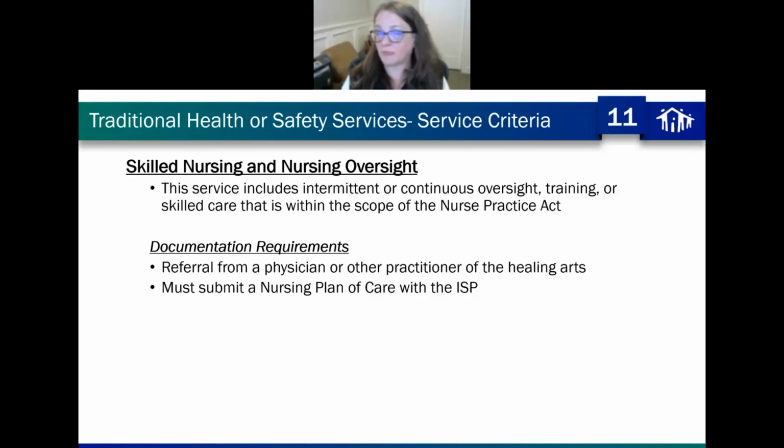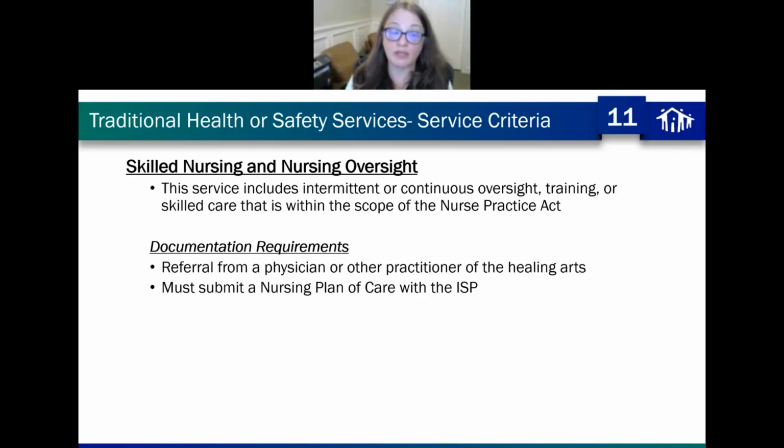All right. So now we are going to move on to the health or safety service criteria. Skilled nursing and nursing oversight. This service includes intermittent or continuous oversight, training, or skilled care that's within the scope of the Nurse Practice Act. In order to receive skilled nursing services, you would request, show the skilled nursing services on your plan of service.